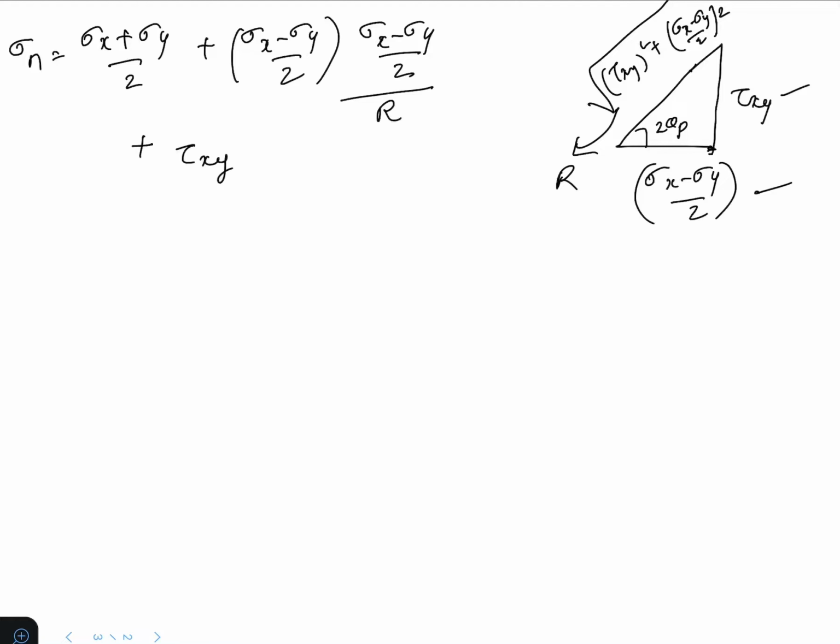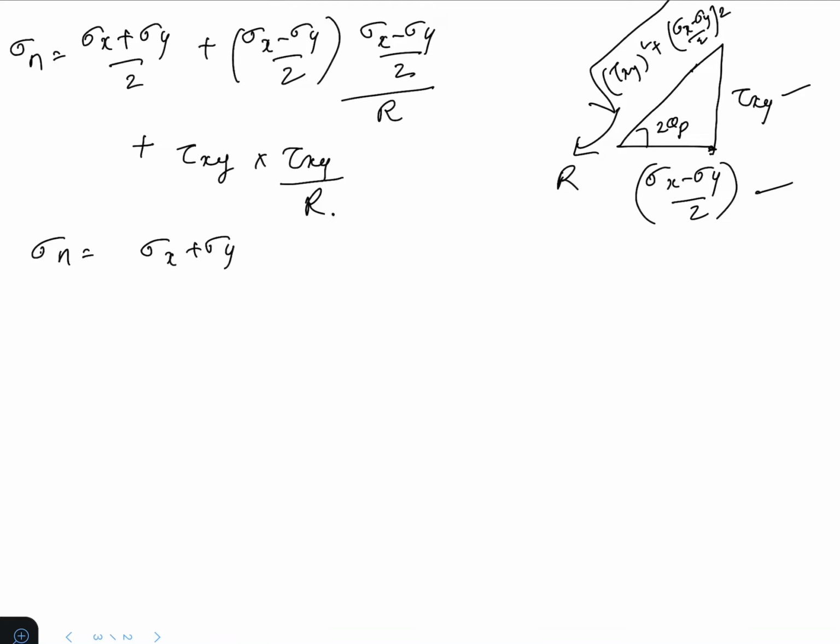Sin 2 theta will be what value? Sin 2 theta will become opposite by hypotenuse. Opposite will be tau xy by hypotenuse. Hypotenuse will be r. So this will be our value. So we will have sigma n is equal to sigma x plus sigma y by 2 plus sigma x minus sigma y by 2 whole square by r plus tau xy square by r.